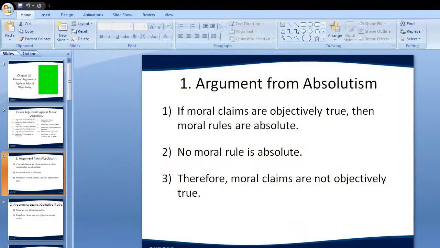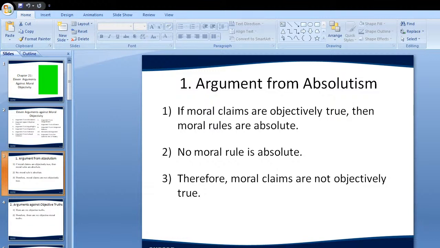Here the author talks about how God could exist and create and reveal the moral law. Well, then the moral law would be objective. But God might allow for certain circumstances, maybe unusual cases, to break that moral law, or for how it is to apply. So it doesn't follow. Premise one: if moral claims are objectively true, then moral rules are absolute. No, that doesn't follow.